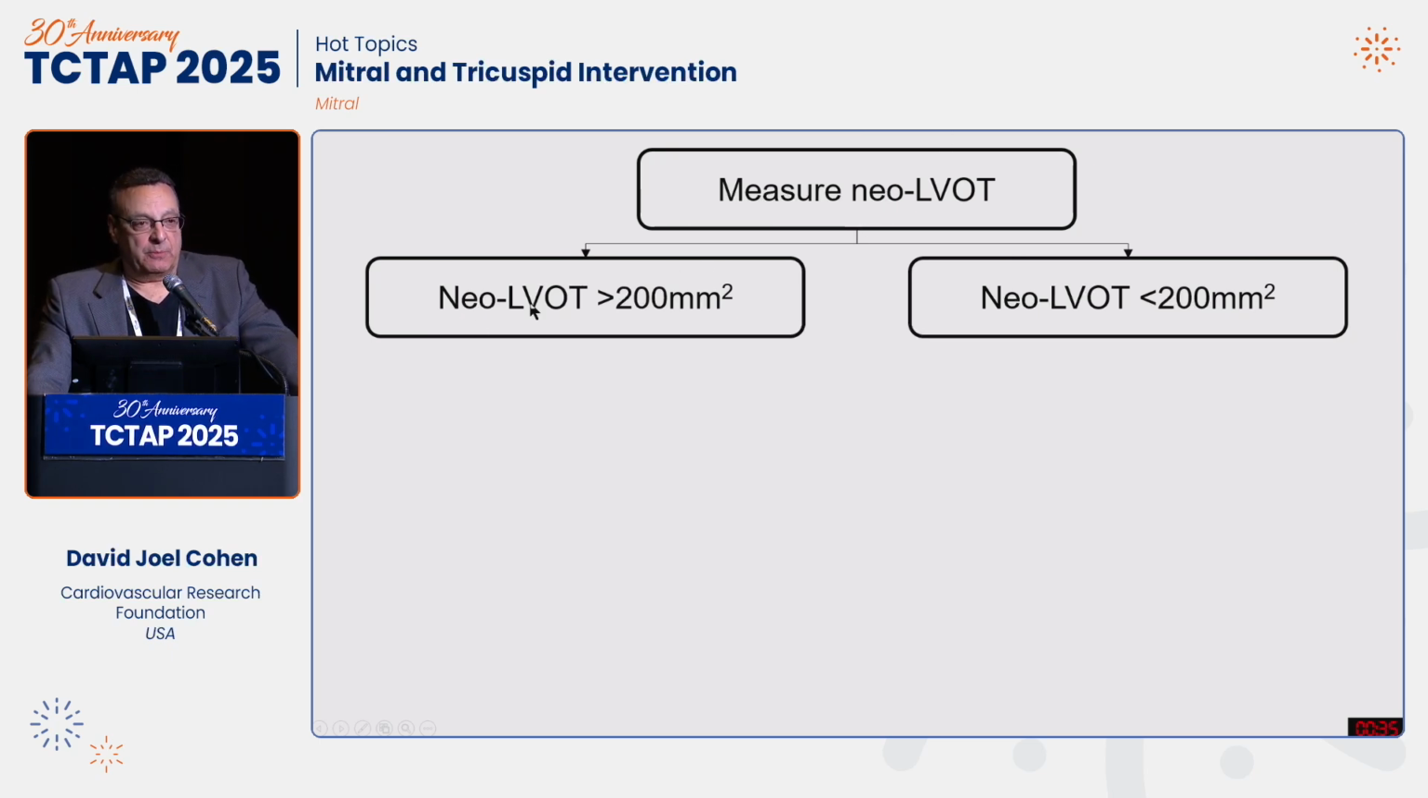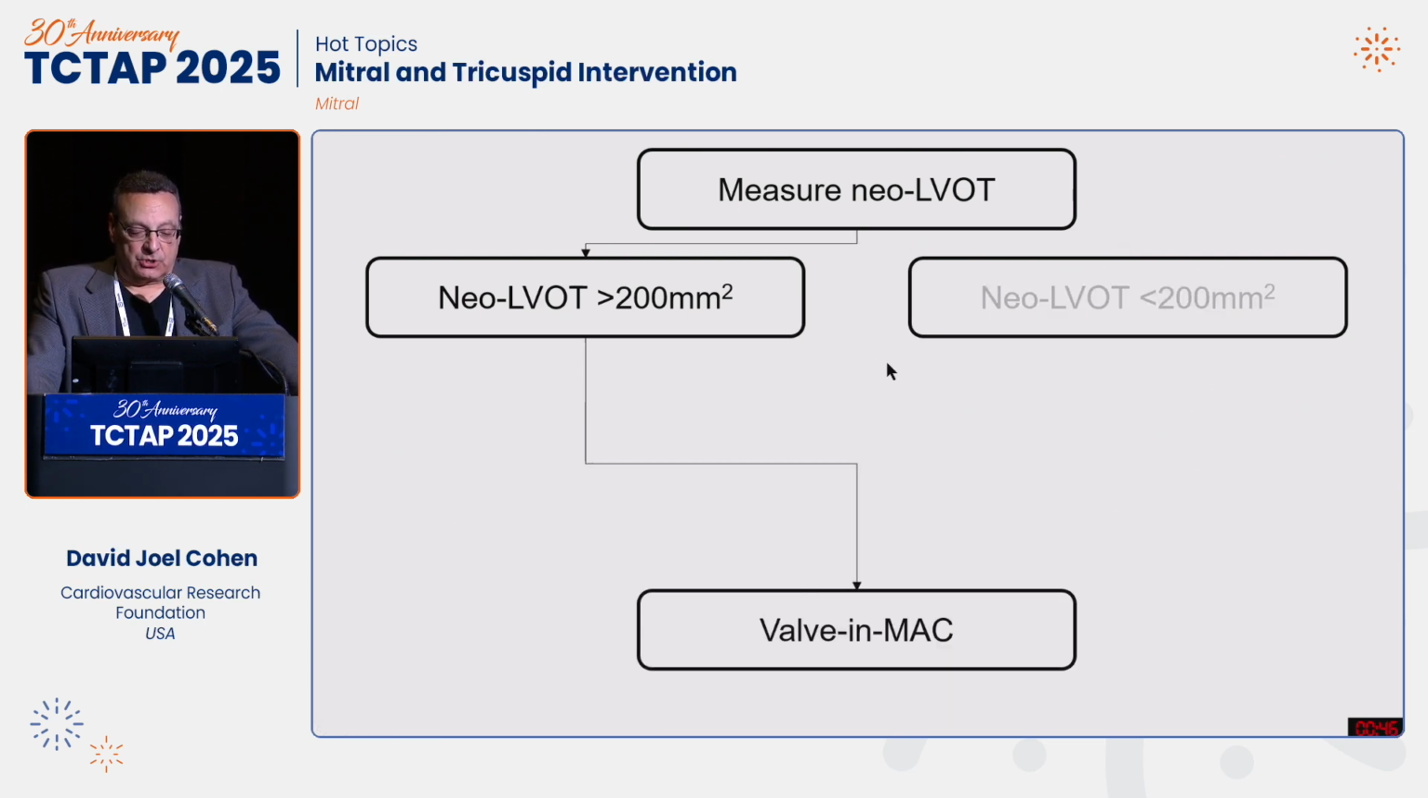The first thing we do is we measure by CT that neo-LVOT. If it's greater than 200 millimeters squared, we're all good, and we can proceed with some form of TMVR. Just go ahead and place the valve. Usually these days a Sapien valve in MAC, but other countries may have access to the Tendyne device. We don't have it yet.